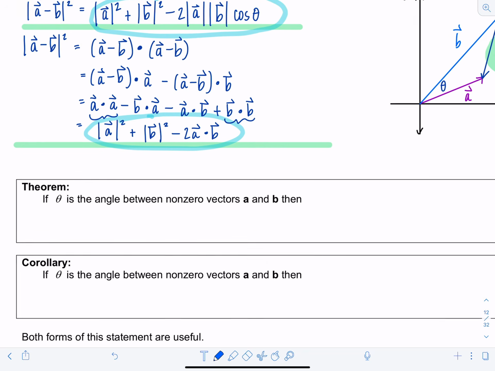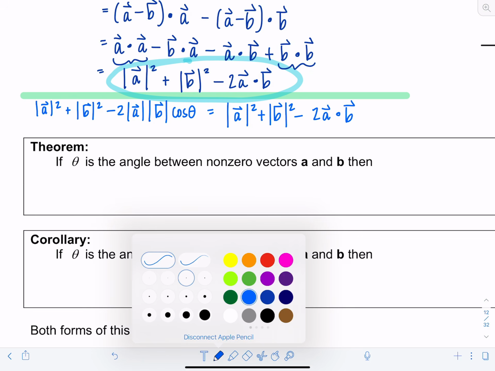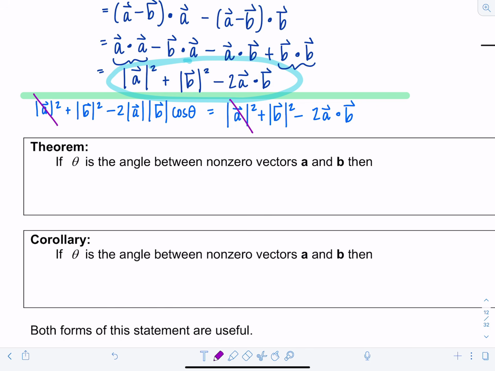All right, it's time for a little zoom in so we have some room. So then we're going to get magnitude of A squared plus magnitude of B squared minus 2 magnitude of A magnitude of B cosine theta is equal to magnitude of A squared plus magnitude of B squared minus 2A dotted with B. And notice we can cancel out quite a bit of stuff. We can cancel out the magnitude of A squared, we could cancel out the magnitude of B squared, as well as that negative 2. So what are we left with? We're left with the theorem below.